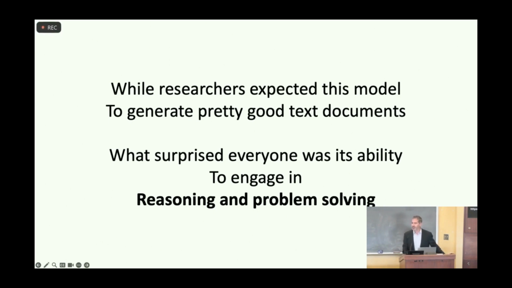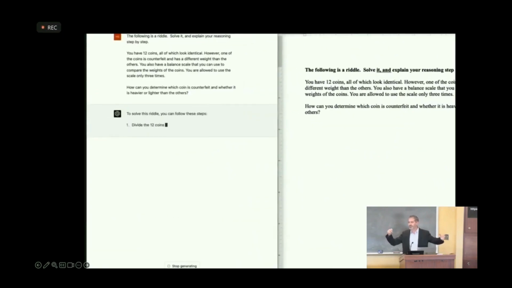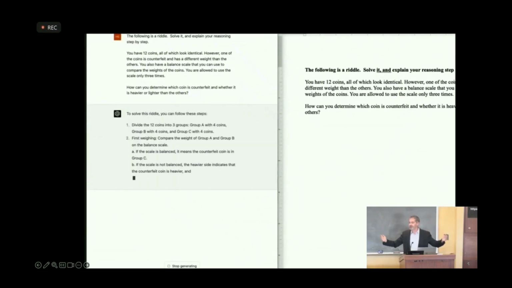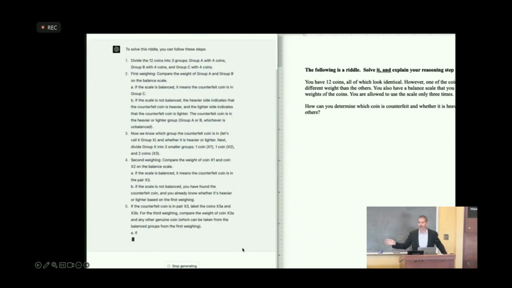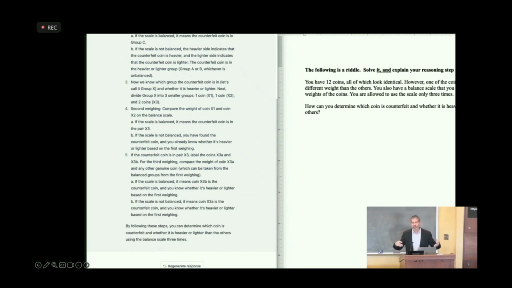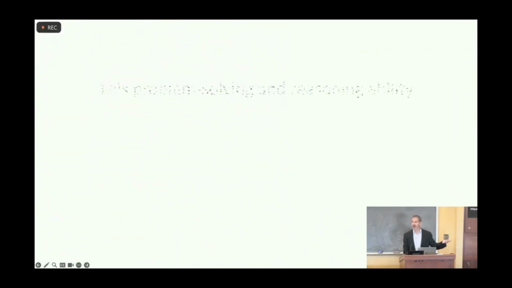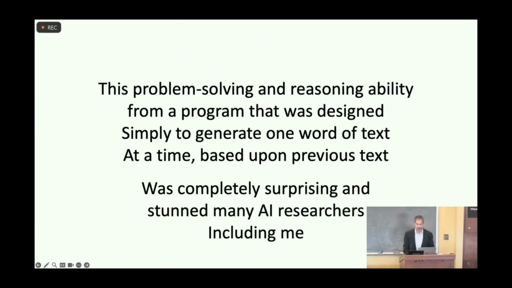So here's a good example of a really hard problem. I couldn't solve it. Something with coins and things of that nature that you might find in a puzzle book. And this thing can solve that, no problem. That was totally shocking, because it doesn't seem like a system that just predicts one word at a time to generate text could also do problem solving and reasoning. This kind of shocked everybody. It was not at all expected. It was an emergent property of this model.